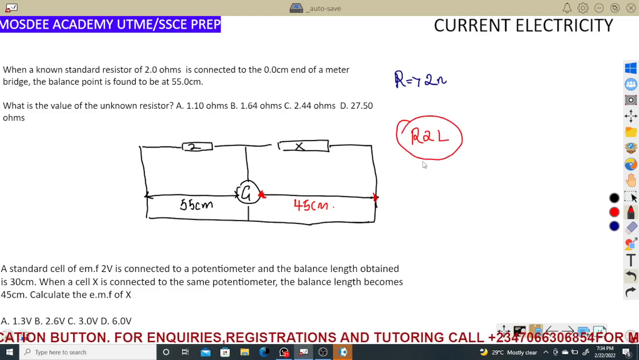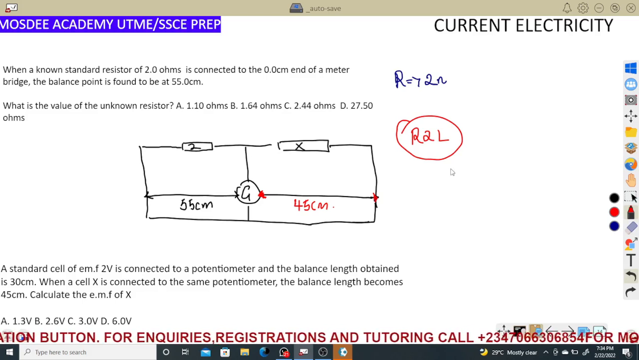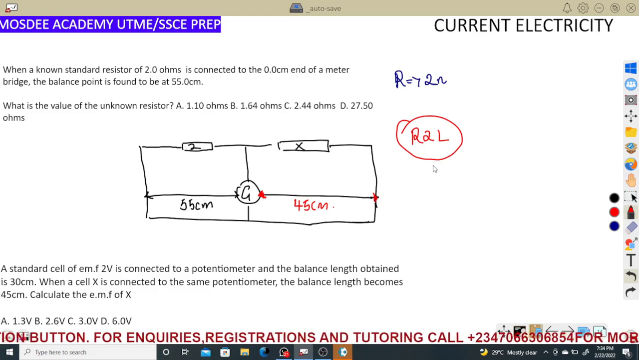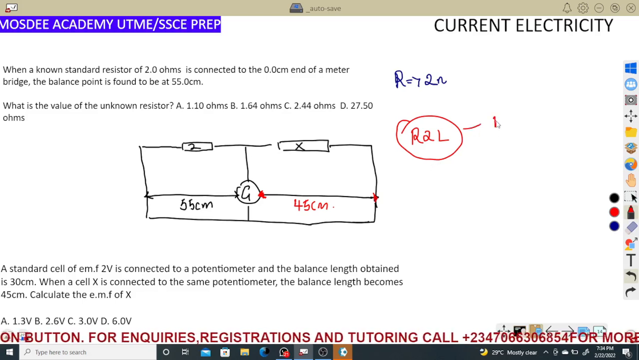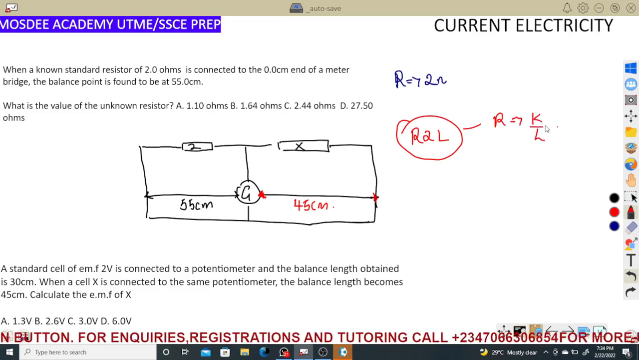So for every meter bridge, always keep it like that. Or you say R equals K over L. So that's the way we solve it. I said resistance is proportional to length, and in some cases you say resistance is also inversely proportional to length. So keep that at the back of your mind for a meter bridge.